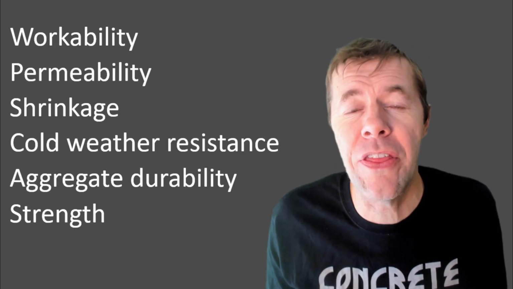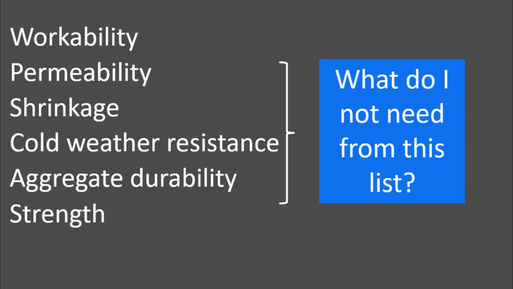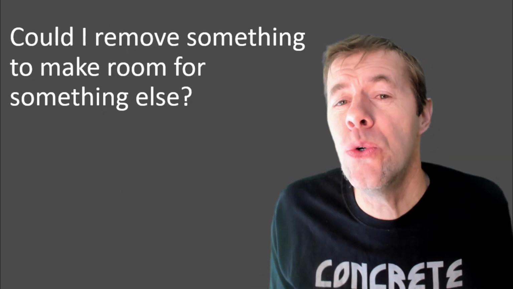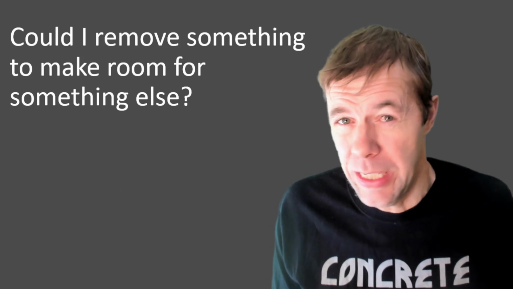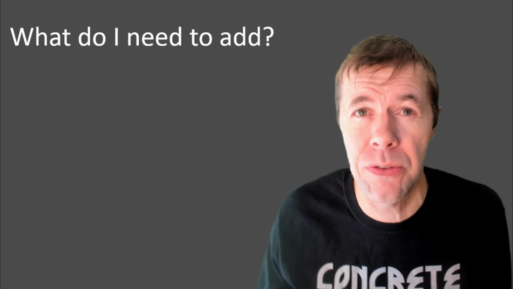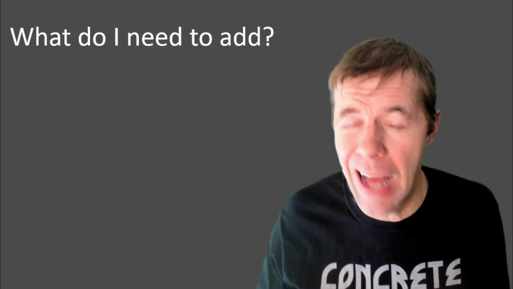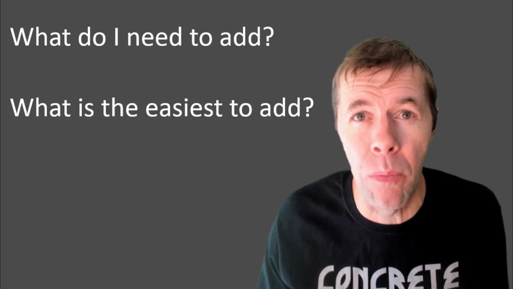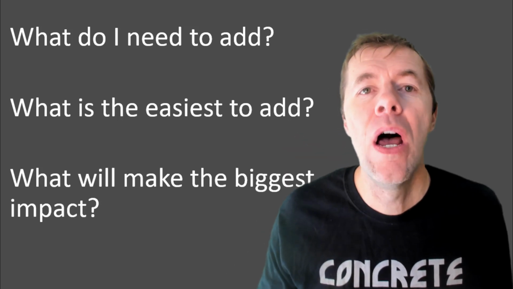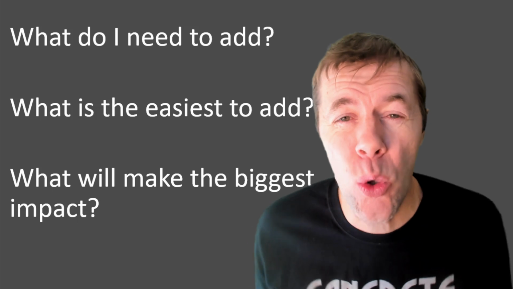Well, you look at these different areas, and again, you decide, what do I need from this middle list? I'm going to need workability, I'm going to need strength, but what do I need from these four things in the middle? And could I remove something that I do now that I don't really need and make room for something else? Make something a little bit more complicated that I haven't used in the past. And what do I need to add? I mean, what's missing from what I'm doing now? What is the easiest thing for me to add right away? And what will make the biggest impact on the quality of my product?